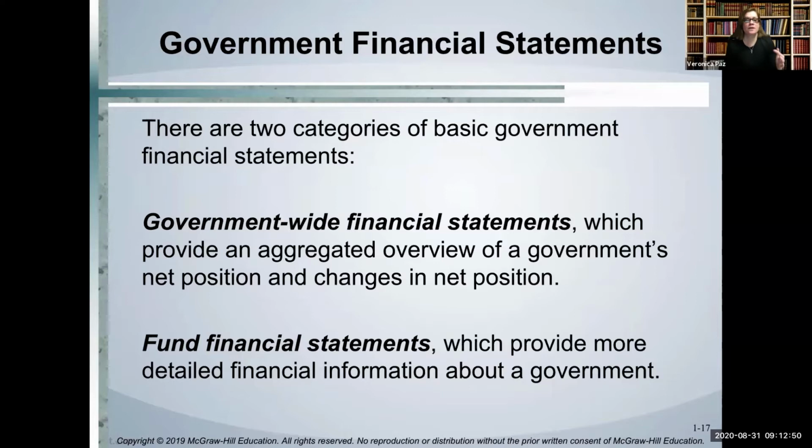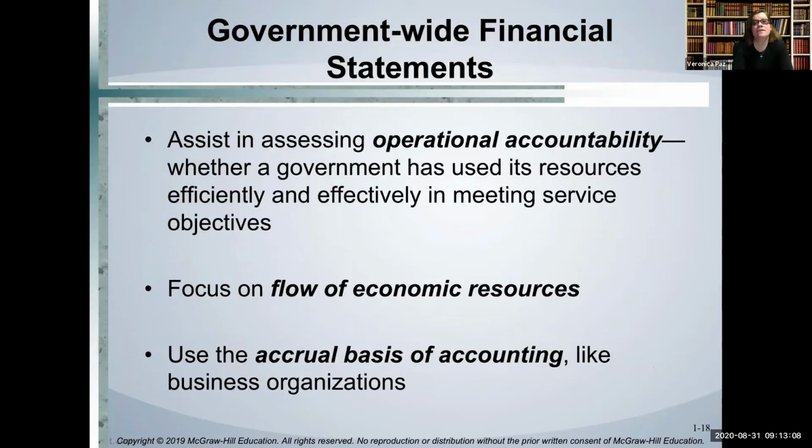So the easiest way to remember that is government-wide financial statements. They're pretty much an overview of the government's net position and the changes in the net position. So think of it like a statement of cash flows, changes in cash, in that way. And fund financial statements, that's really the detailed information about the government. So the government-wide financial statements are about operational accountability. Remember that. You'll see that again, hopefully on Wednesday.